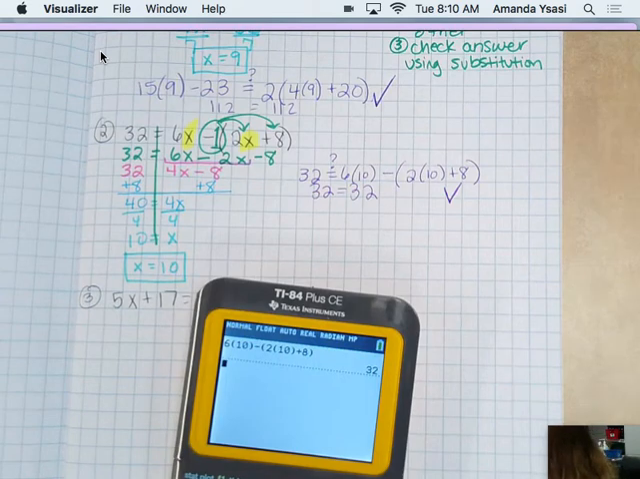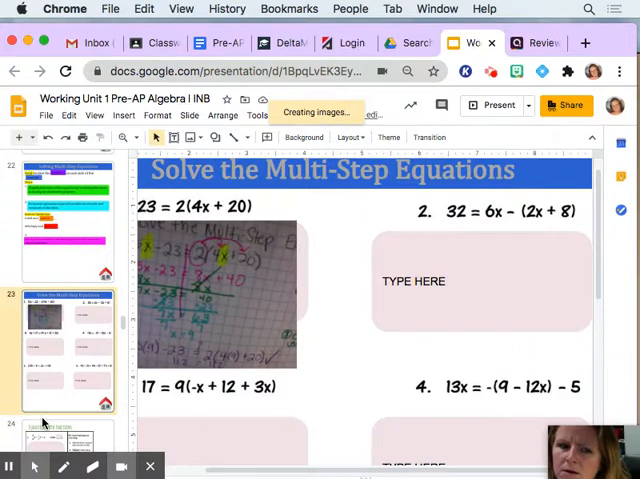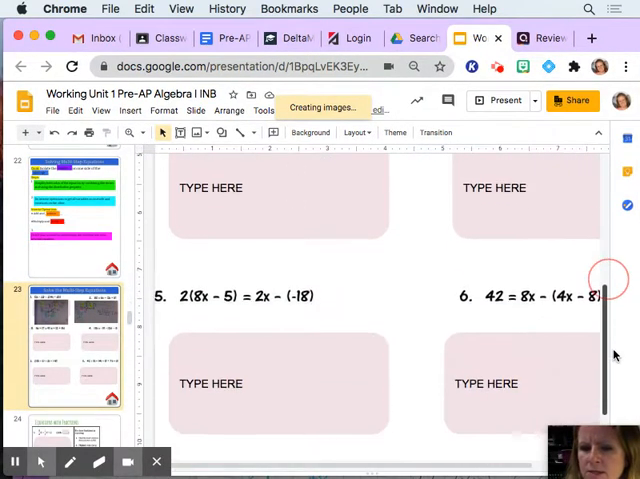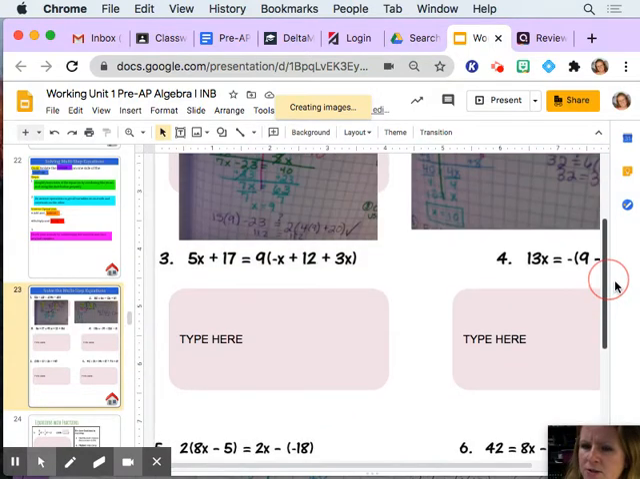So do you have parentheses inside of parentheses? Are you not supposed to do a bracket? Okay, so I want you to keep on working through these problems, and then we will go over the answers here in a little bit.